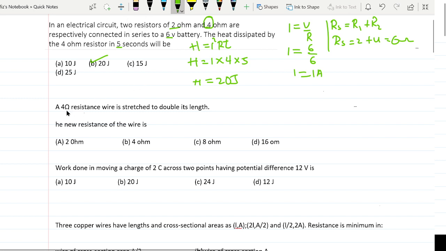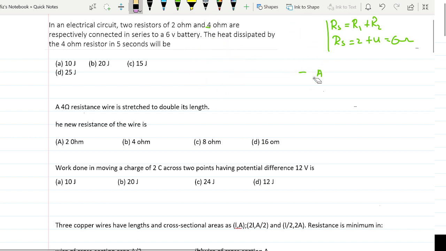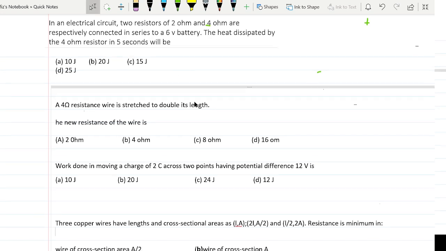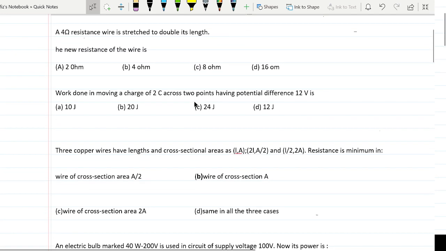You can see, children, here a 4 ohm resistance wire is stretched to double its length. Children, you can read the question, pause the video, and try to solve it on your own. Ultimately you are going to face such questions in the exam, so you have to practice on your own. Now moving to the second question here. See here, the 4 ohm resistance wire has been stretched to double its length.